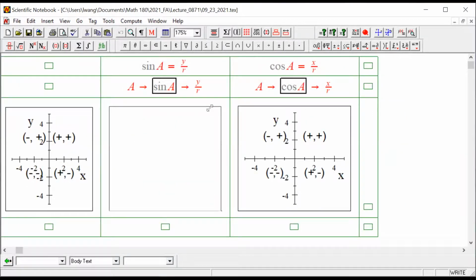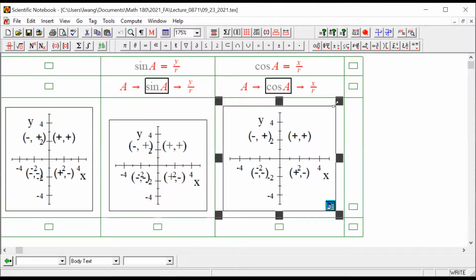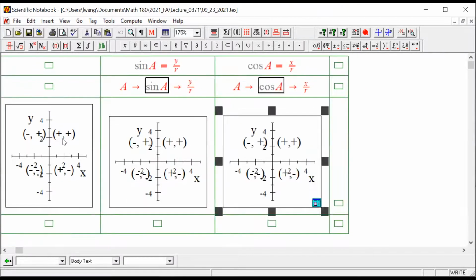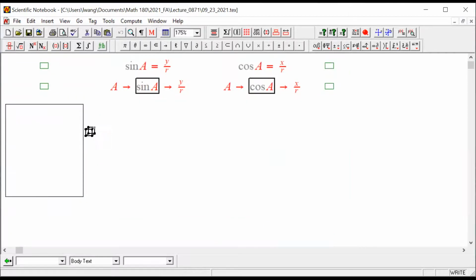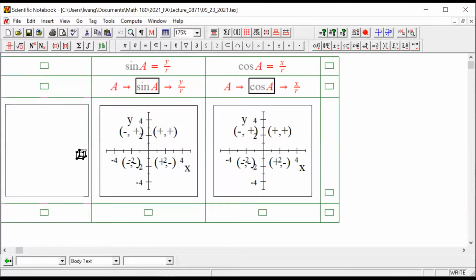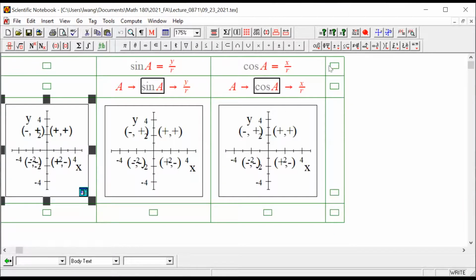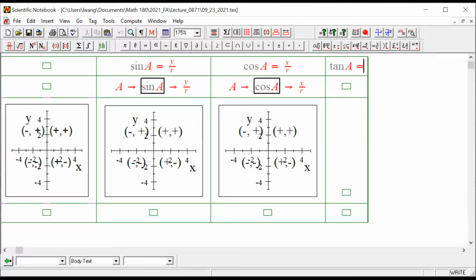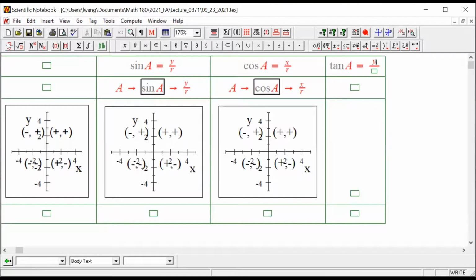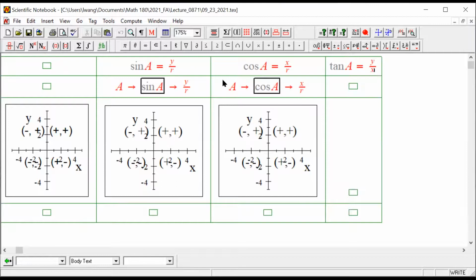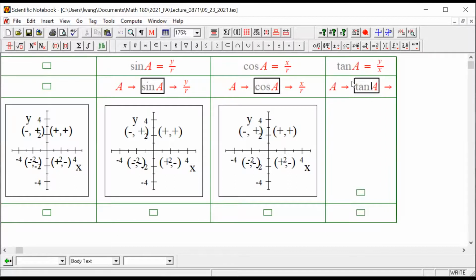Okay, so let me make this just a little bit smaller. Right, for tangent of A, it would be y over x. Y over x. And the rule certainly would be tan is y over x.